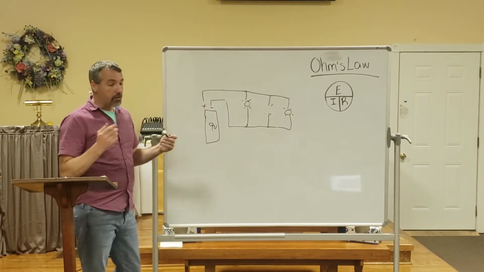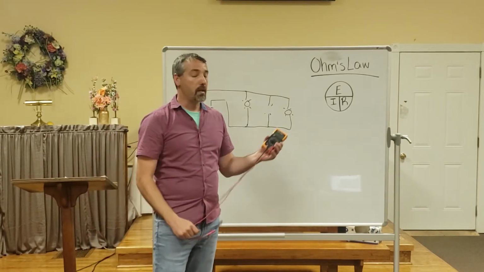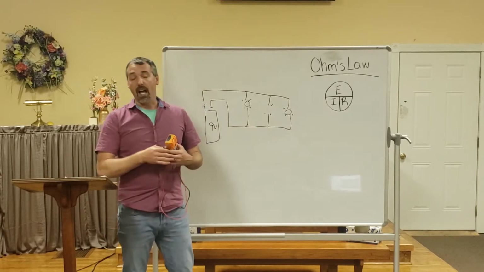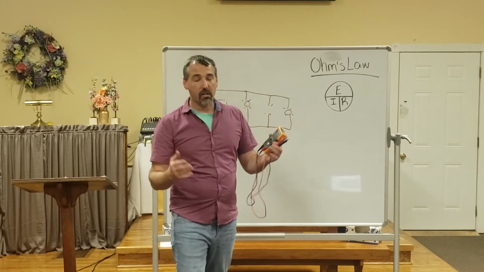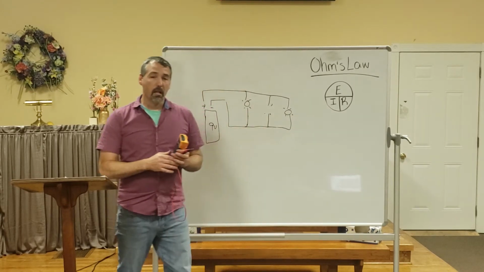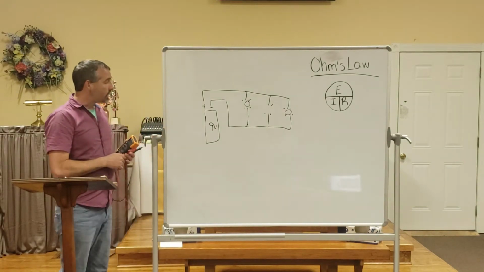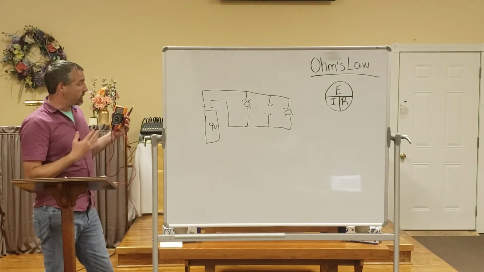If you take an electrical meter, because this is how you read voltage, is through a meter. Electricity is invisible. Whether it's 1,000 volts or 9 volts, it does not matter. You cannot see electricity, so you got to use an instrument, and this is called a multimeter. You got to use an instrument in order to read electricity.